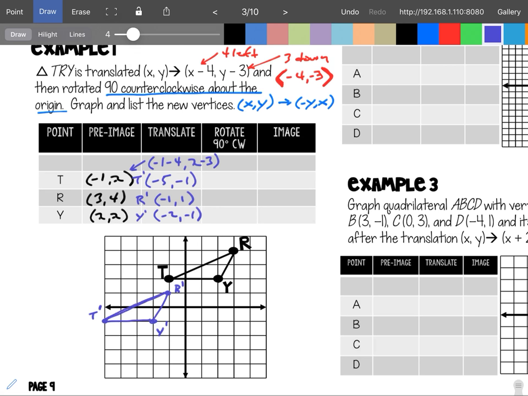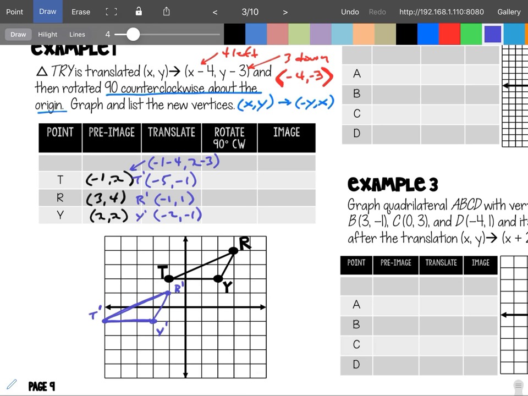Now that's definitely a slide, right? That's a translation. A rotation is a turn, a translation is a slide, and a reflection is a flip. So all we did was slide that original one down. Notice it didn't turn at all or anything. It didn't flip over. It didn't rotate at all. We just slid it down and to the left, so it stays in the same perspective.